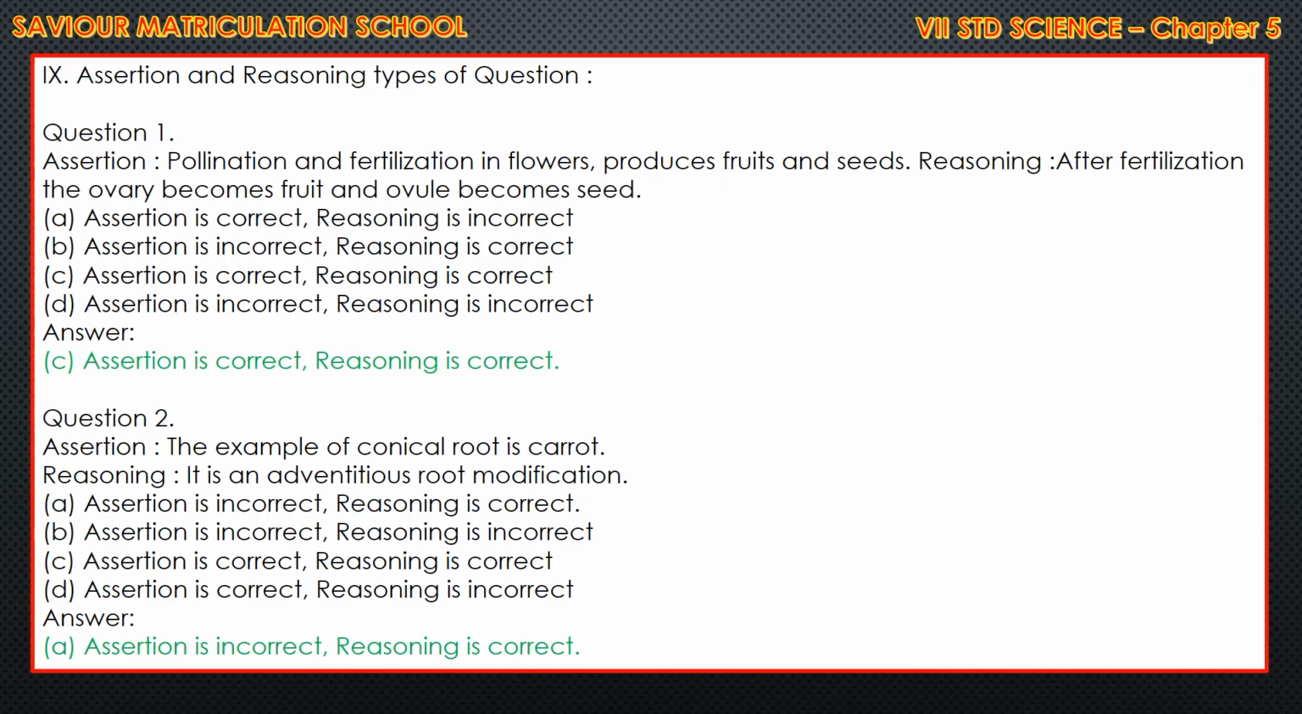Then question 2. Assertion: the example of conical root is carrot. Reason: it is an adventitious root modification. A, B, C and D, 4 options are given there children. In that the correct answer is assertion is incorrect and the reason is correct.